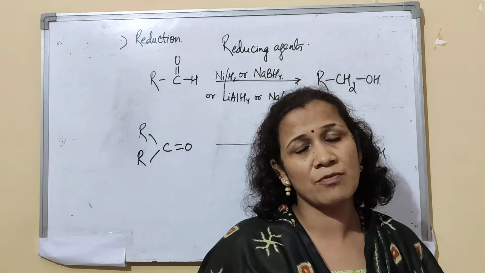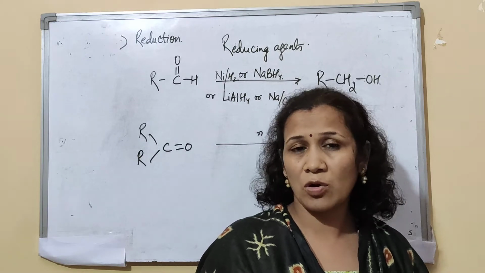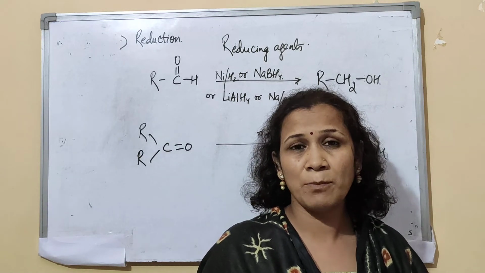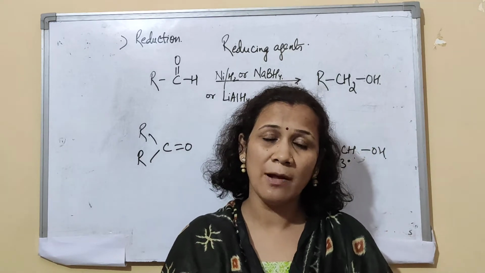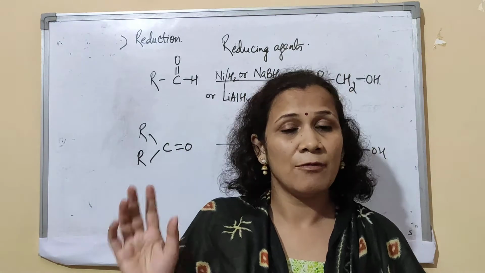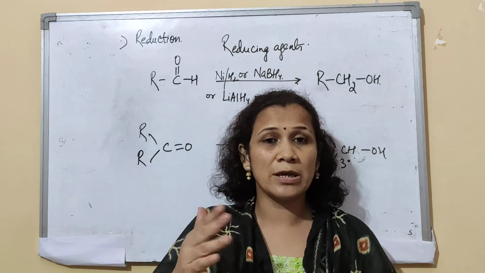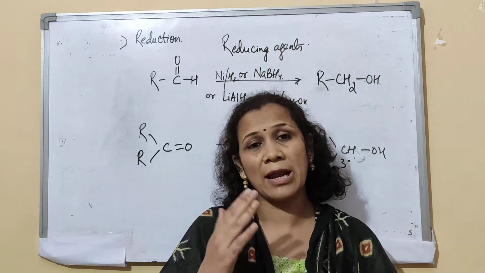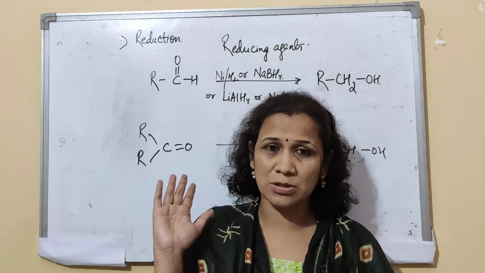You can reduce it via nickel and hydrogen, sodium and ethanol, or sodium borohydride. All these will release nascent hydrogen, which will be used in reduction of the compounds. So it is a very important reaction, reduction. Reduction is also used in doing conversions. If you want to convert an aldehyde or ketone to the corresponding alcohol, you can use this method.